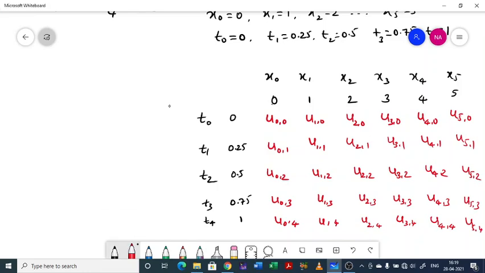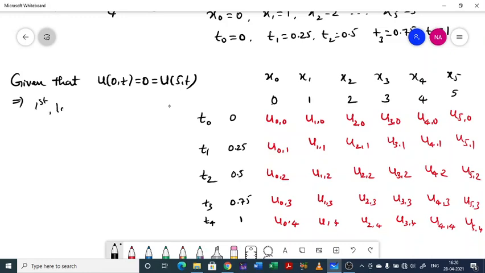So as I said already, given that u of 0, t equal to u of 5, t equal to 0, what is the conclusion from this? First and last columns are 0. Next, u of x, 0 equal to x square into x minus 5.